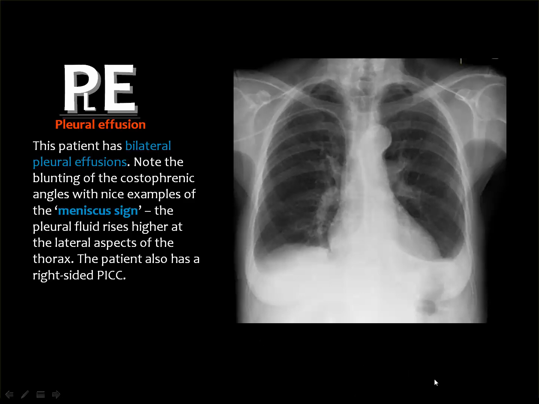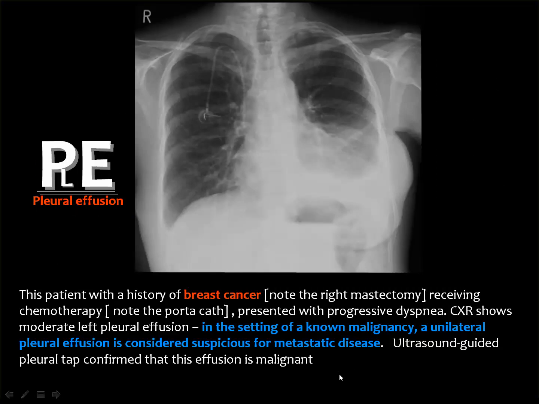And this is a mild pleural effusion, bilateral, showing the classic sign, which is known as the meniscus sign, the concavity of the upper surface of the fluid, and the rising edge towards the axilla.